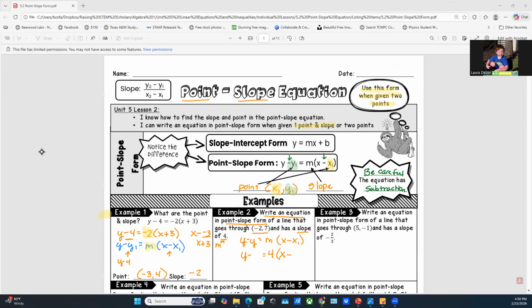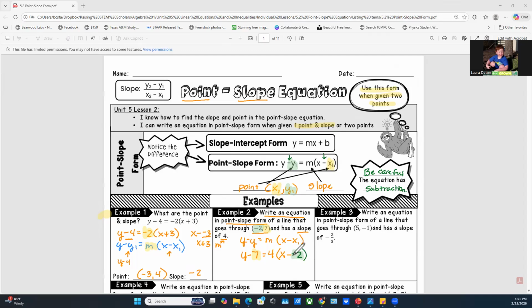This part, let's see, this 7, that is going to go right here. So it's y minus 7. And then this x, let me go grab. Okay, so this x is negative 2. We're going to write that right here. So it's minus a negative 2.